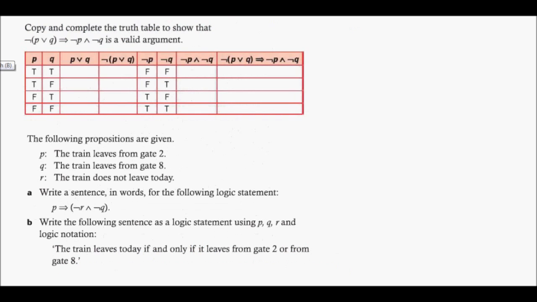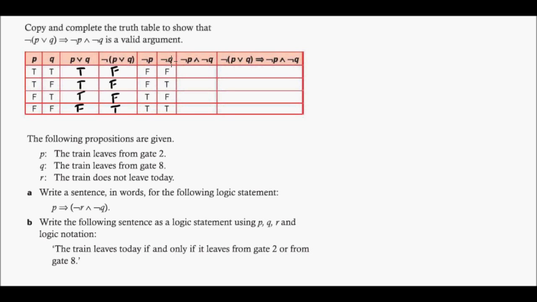Okay, so let's go ahead and do a problem here. It says copy and complete the truth table to show that not P or Q, then not P and not Q is a valid argument. Okay, no problem. So P or Q. So remember, it only has to be one. So it's going to be true, true, true, and then false. Now, not that. Okay, fine. That's just going to be the opposite of this. So it's going to be false, false, false, true.